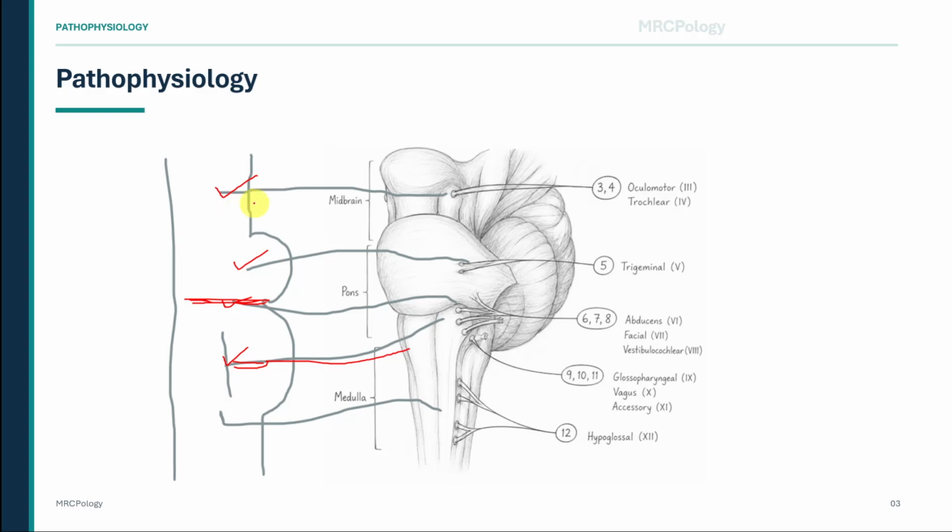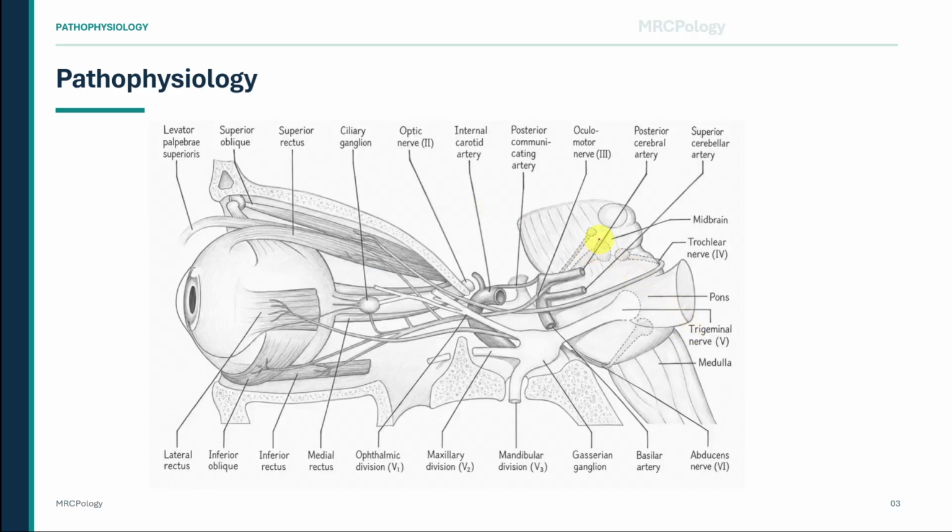The third nerve nucleus lies in the midbrain. From there, the fascicles pass forward through the midbrain and exit on the anterior surface of the brainstem in the interpeduncular fossa. Then the nerve passes through the subarachnoid space near important arteries at the base of the brain, especially close to the posterior communicating artery. This is why a posterior communicating artery aneurysm is such a classic and dangerous cause of third nerve palsy.